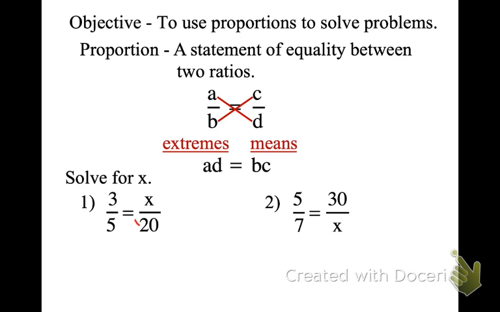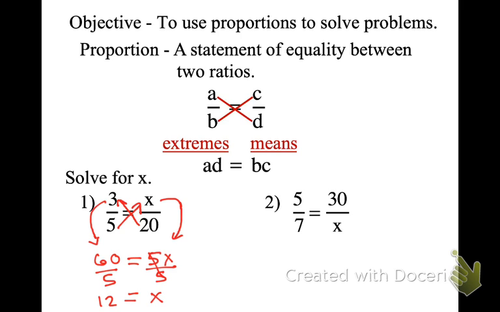So to solve a proportion, we take the extremes and we multiply them together, and we get 60. And then I'm multiplying my means, and I get equals 5 times x is 5x. We divide both sides by 5, and x is equal to 12. Okay, why don't you guys pause the recording and try number 2. I want you doing it in this method, doing cross products.